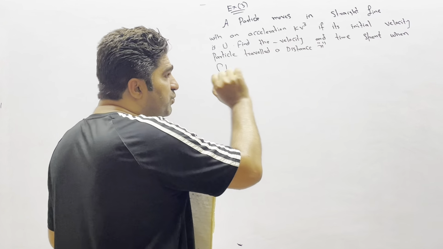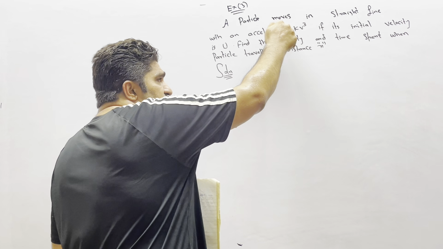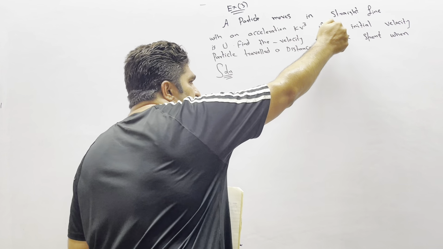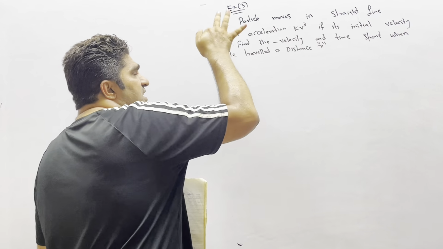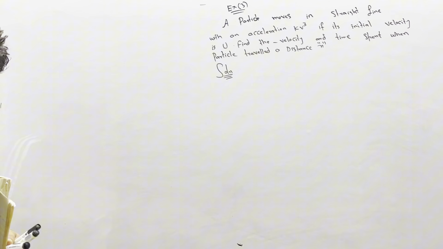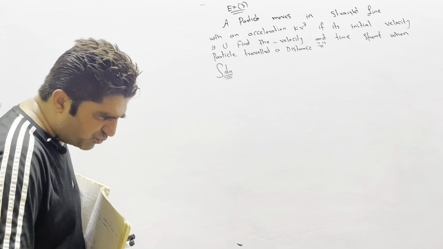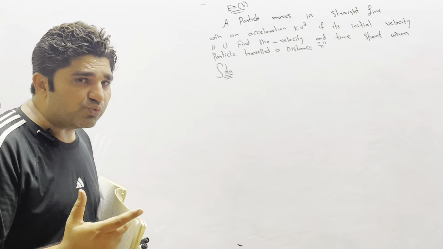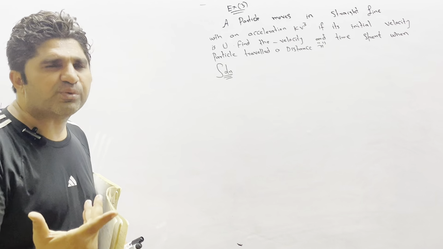It means what do you want? You want to find velocity in terms of x, and time in terms of x. Initial velocity is u and acceleration is kV cubic. Another thing I want to tell you: I already told you the acceleration formula.